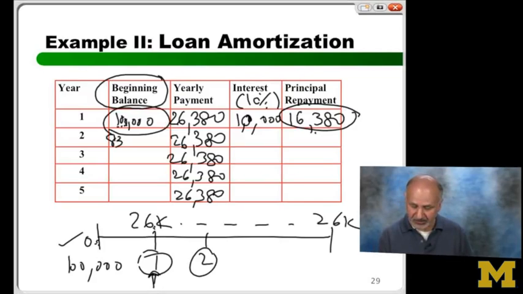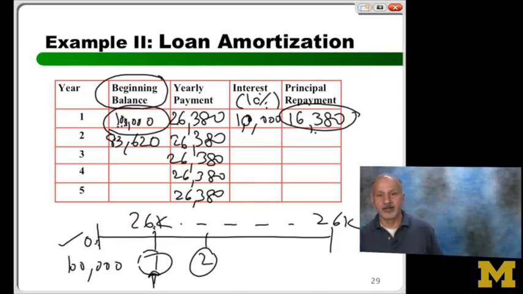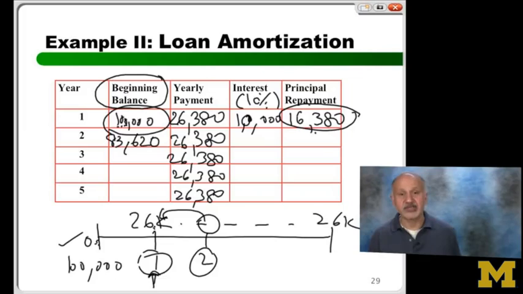Just to make sure I'm getting the numbers right. Everybody got it? So what has happened? I have lowered the amount I owe because I paid 26 and only 10,000 was the interest, right? Now at the end of the second year, what do I do? I again pay 26K.